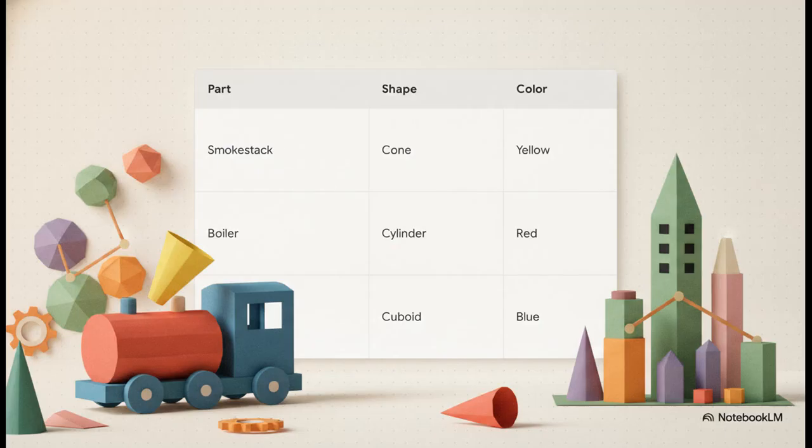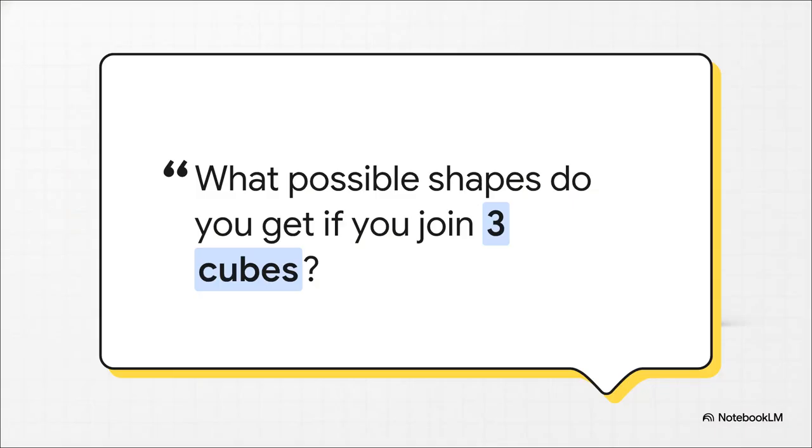So, the crucial point is exactly what's mapped out in this table. The yellow smokestacks? Those are cones. That big red boiler? That's a cylinder. The blue cabin is a cuboid. Complex structures, whether we're talking about toy engines or actual real-world skyscrapers, are really just brilliant, countable combinations of simple geometry.